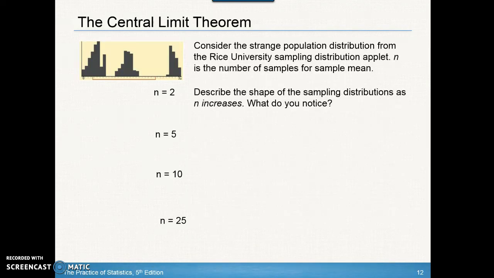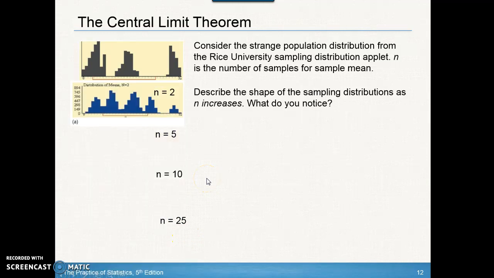Okay, so let's take a look at this graph. We're taking a look at the strange population distribution from Rice University. Now n is the number of samples for the sample mean. So this is the population distribution right here. This is not normal. I don't even know how to describe this. So let's see what happens when I take samples of size 2, find the mean, put them on the graph. Samples of size 5, find the mean, put them on the graph. Samples of size 10, and samples of size 25, find the means, put them on the graph.